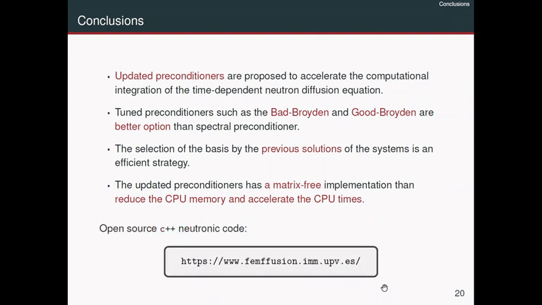To end, I only want to add that this methodology has been incorporated into the open source C++ neutronic code FEMFFusion.